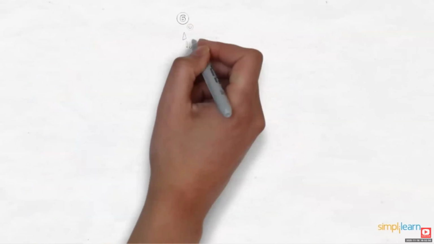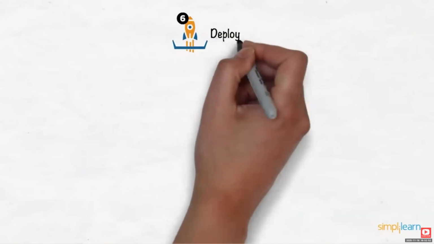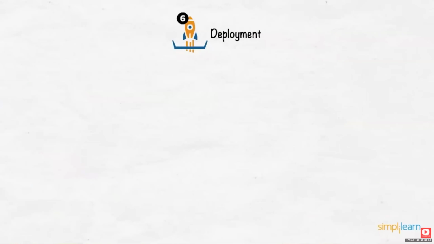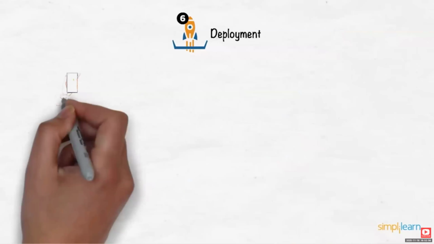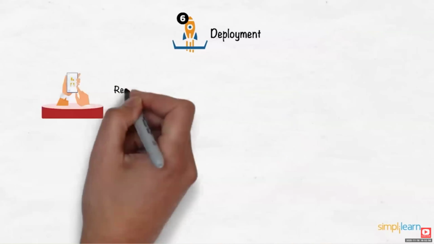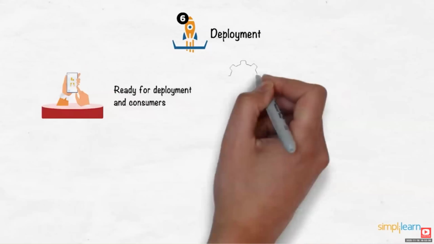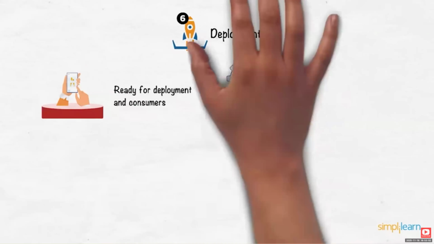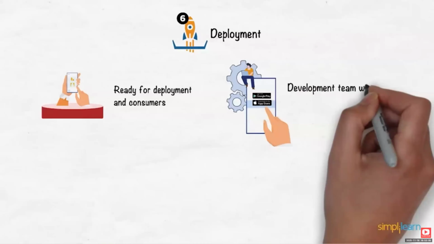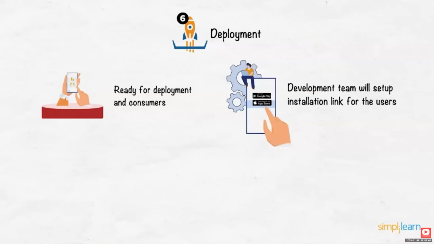As for the last stage in the SDLC lifecycle, the deployment and maintenance phase is initiated. With the testing phase completed, the software application is ready for deployment and consumer use. In this phase, the development team will set up links for the application and make it accessible to the users.